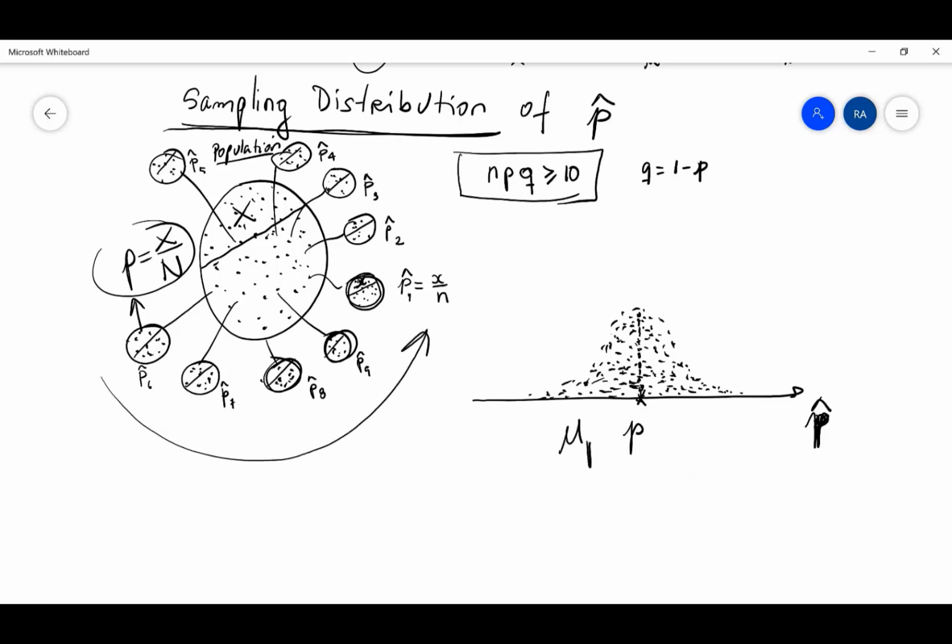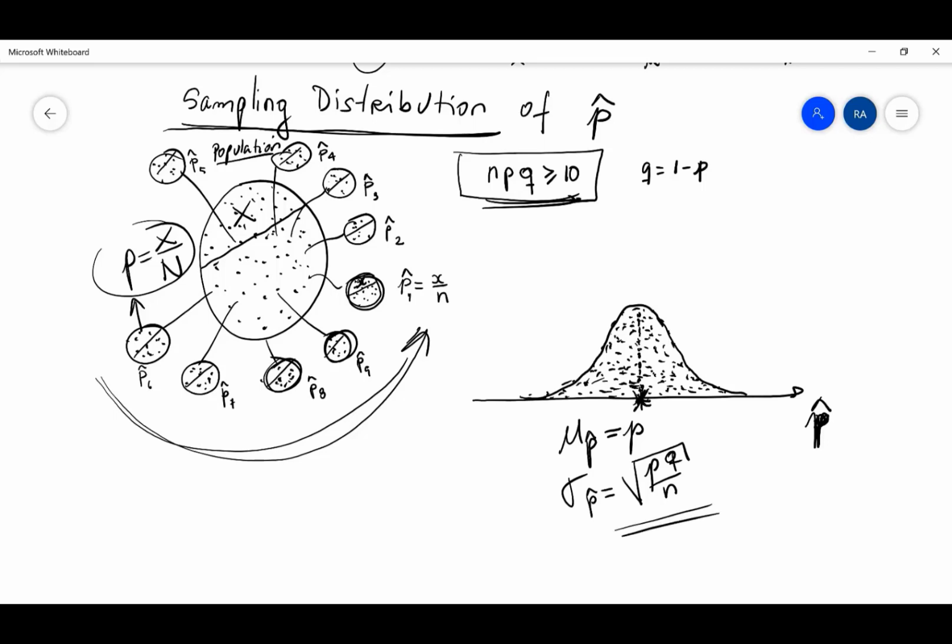Then the mean of all sample proportions will be equal to the true proportion of the population, and the standard deviation of all sample proportions will be given by the square root of pq divided by n. Then when my sample size is big enough, the distribution of all sample proportions follows a normal distribution, and the center of the distribution is the true population proportion, and the standard deviation is given by this formula.